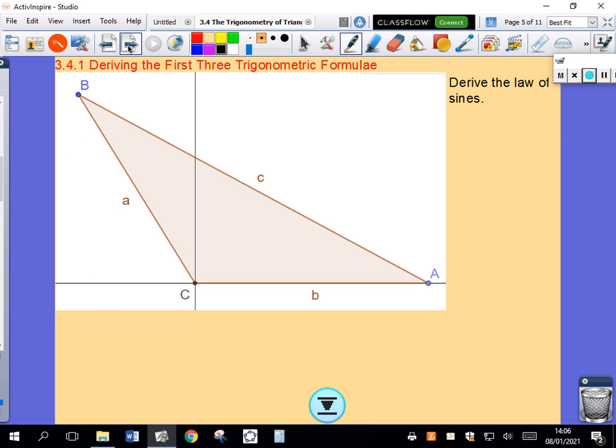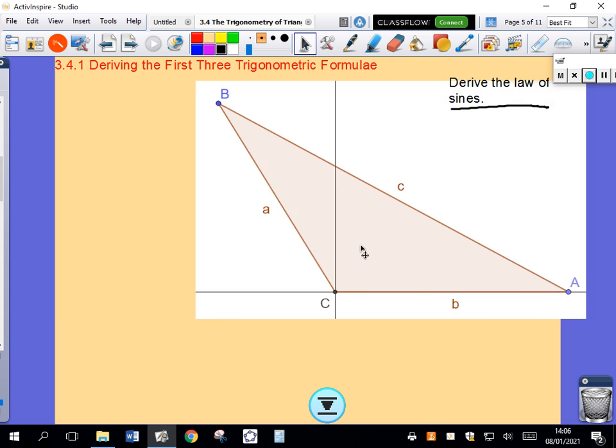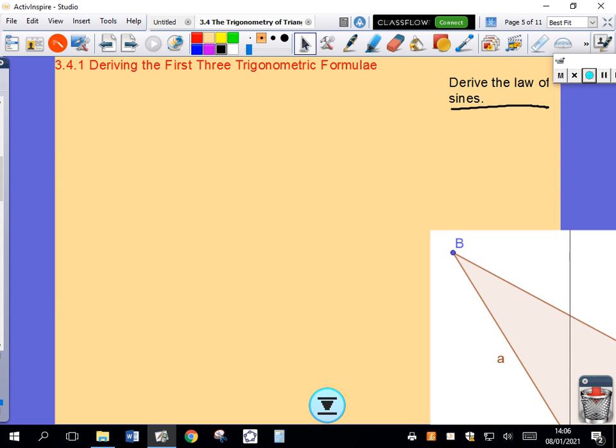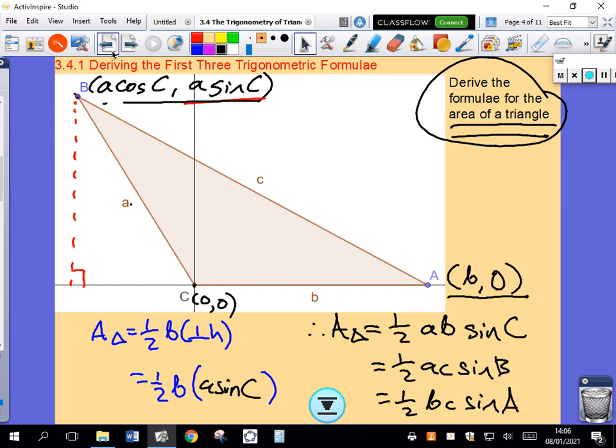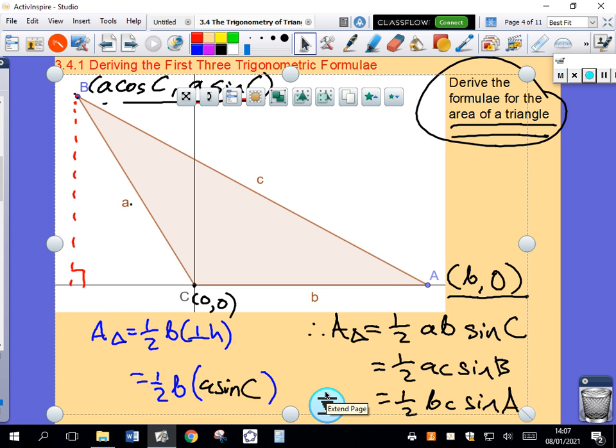Okay, the last thing we're going to do in this lesson is to derive what we call the law of sines. Actually, I don't really need the picture anymore to do this, so I'm going to ditch that. We're going to be using what we derived over here, these three equations.